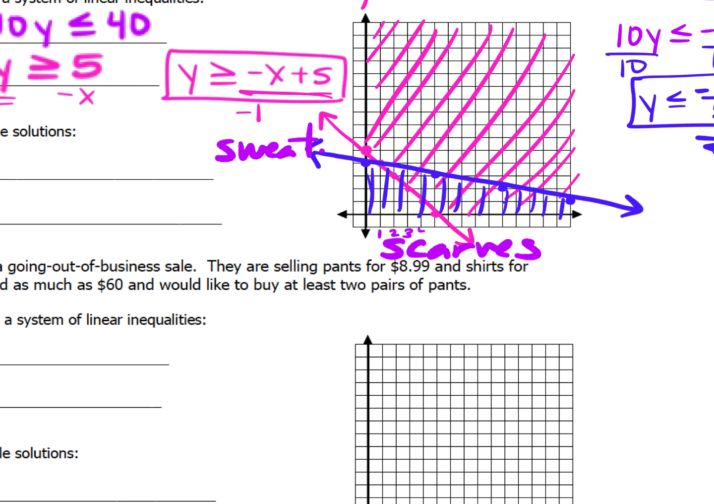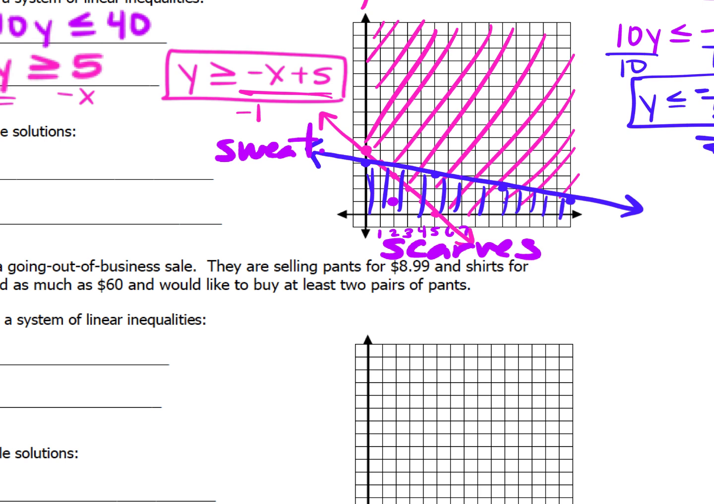Say it again. No, because that would be here. 2 scarves and 1 sweater would be right there. And we're looking for the overlap. We want to be in this little region here. 7. Okay. 5, 6, 7. 1, 2.